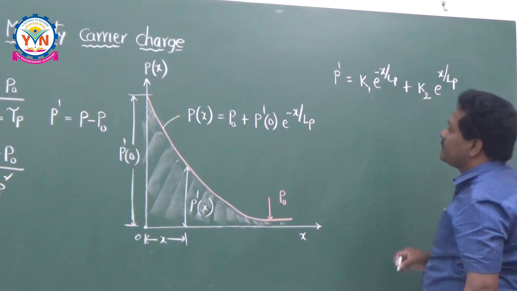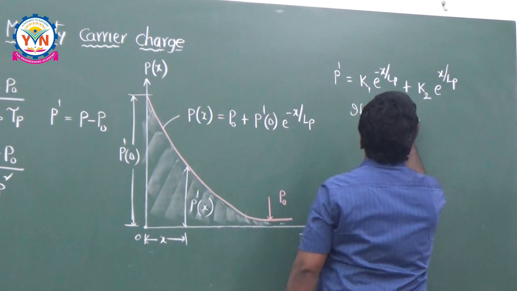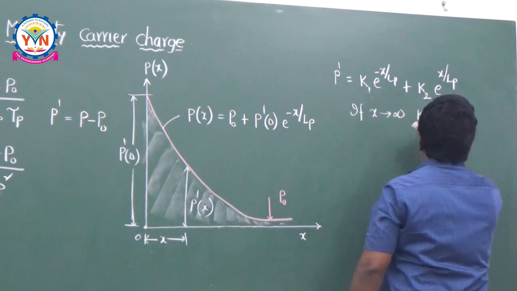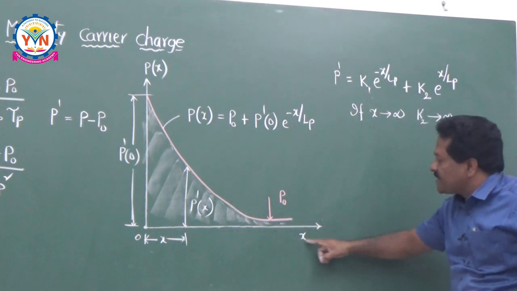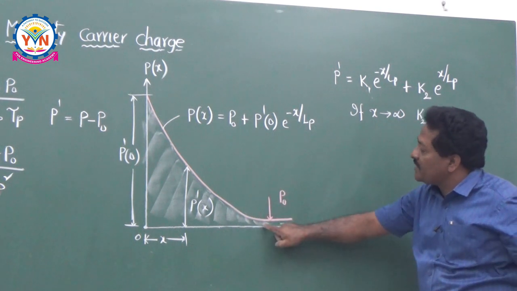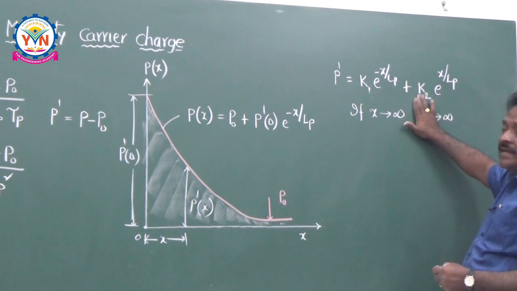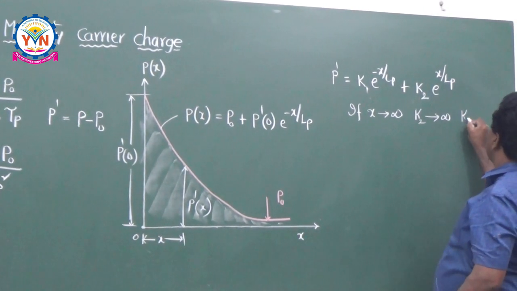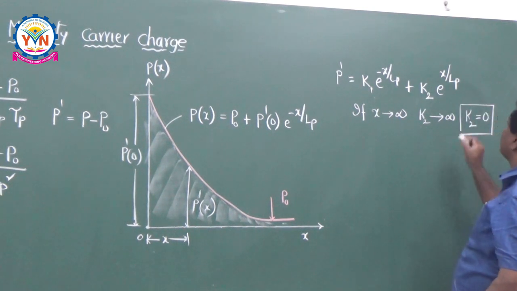Now, listen. If x tends to infinity, k2 also becomes infinity. It is not the correct result, because whenever you go to an infinite distance, the concentration cannot be infinite. Finally, it reaches only the value p0. That's why we can say 100% that k2 must be equal to 0. So this conclusion tells us k2 is equal to 0. This is the result we are going to get.